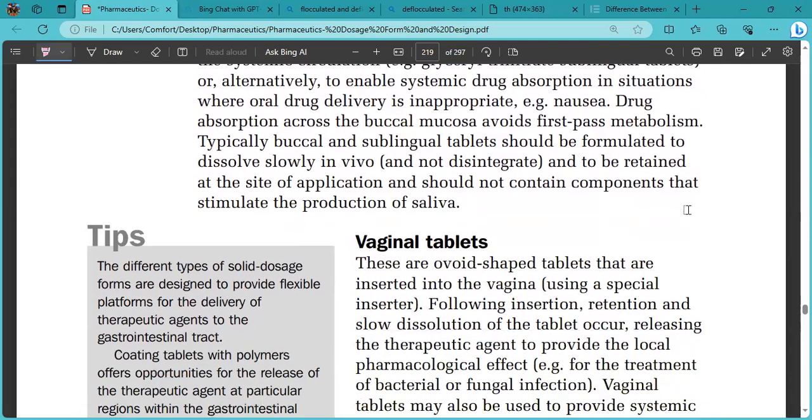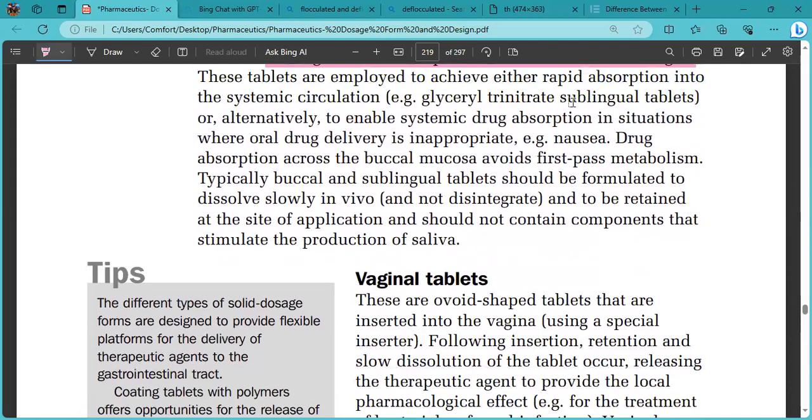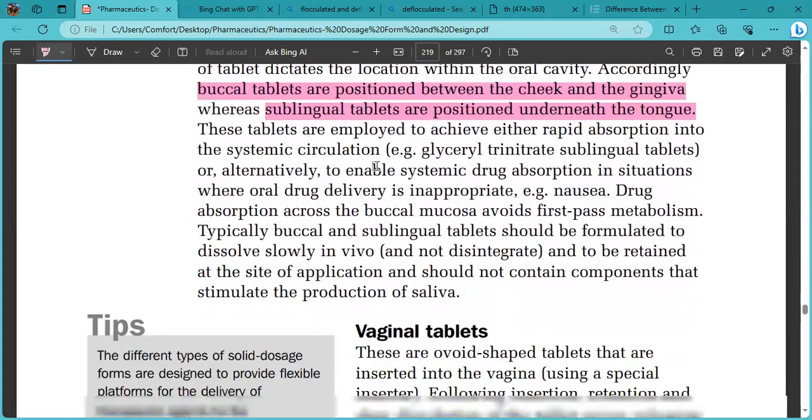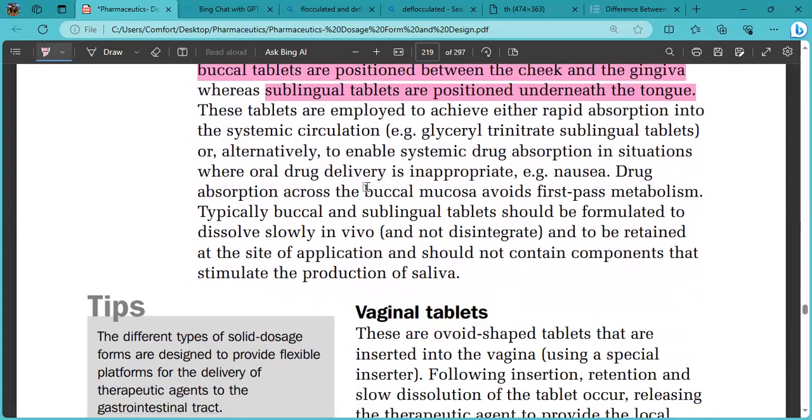In cases where people have nausea or vomiting and you're unable to directly give them an oral drug to swallow, you can give them sublingual tablets as an alternative. And by administering it in this way, it helps to avoid first pass metabolism, which is an advantage in this case.